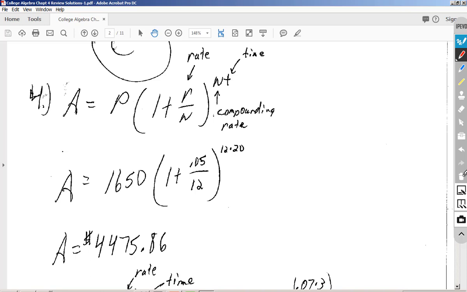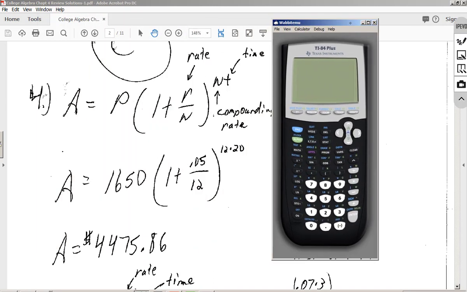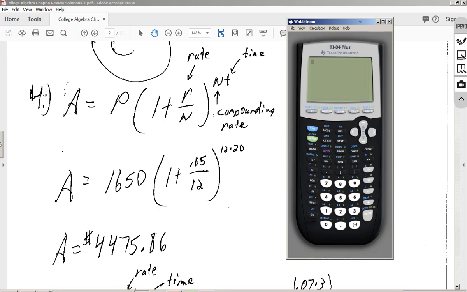So this is what it looked like when I put it in my calculator. Let's see if I can slide this calculator over here so we can see our formula. Okay, so it says that I have 1650, and I'm going to need a parenthesis there. I've got 1 plus, I'm going to need parentheses around my 0.05. So put a parenthesis around 0.05, and then we're going to divide that by 12. And then we're going to need another end parenthesis.